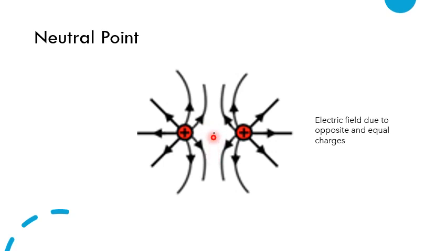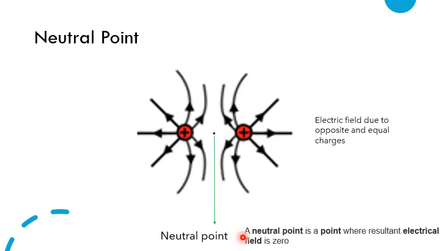According to the definition of electric field, an electric field is a region where a charged particle experiences a force. Since this test charge is not experiencing any force at this point, we should say no electric field is acting at that point. Such a point is what we call a neutral point. That is, a neutral point is a point where the resultant electric field is zero.